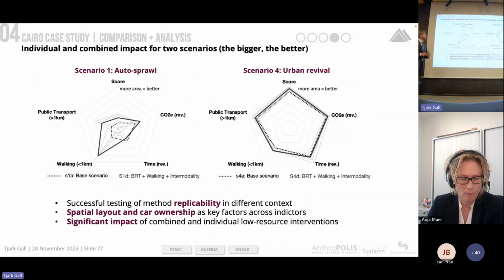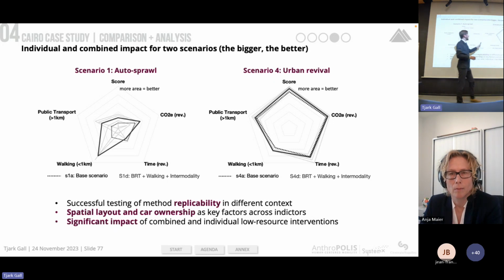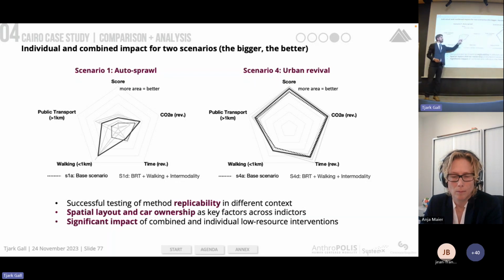Can zoom a bit in, look at different criteria which we used, such as how many people use public transport for trips which are longer than 1 kilometer, how many people walk for trips which are shorter than 1 kilometer, how much time do people use, how much CO2 is emitted, and so on. And what we see here is that the auto sprawl performs the worst. The urban revival performs the best. The impacts of the solutions in a perfect scenario or in a good scenario are very, very small. So this is the comparison. However, in a relatively likely and not so positive solution scenario, the impact is very, very significant. Which is also a little bit one of the interesting parts.